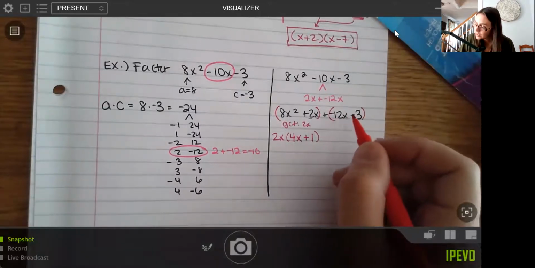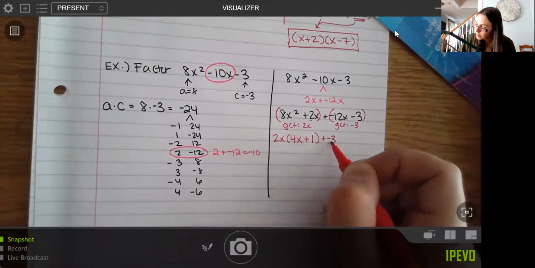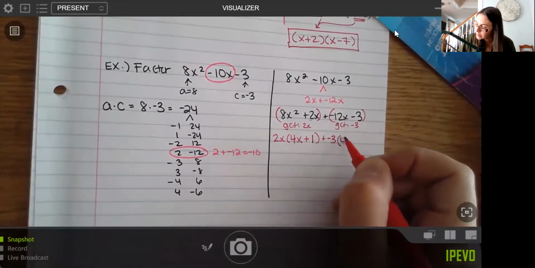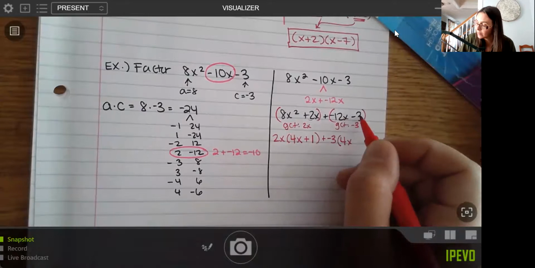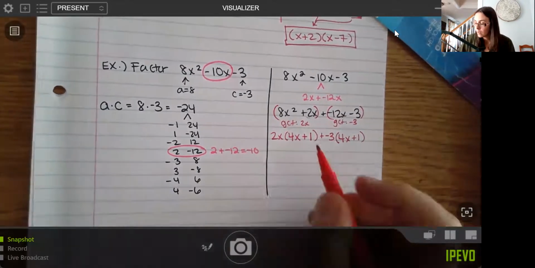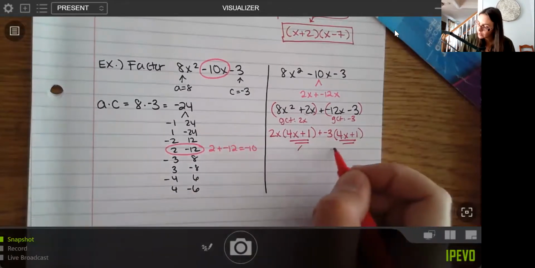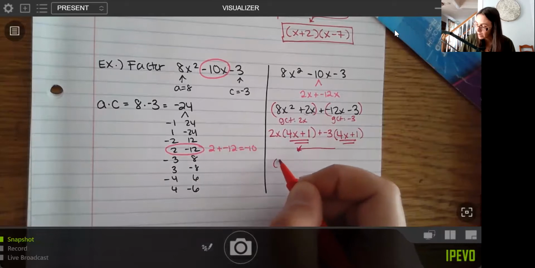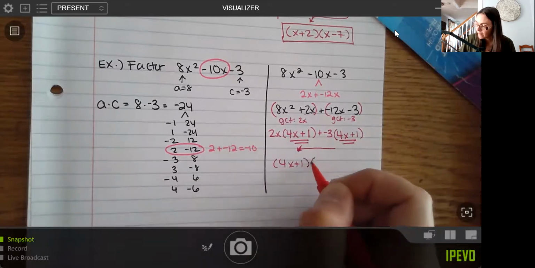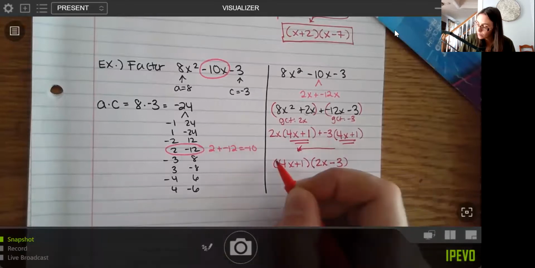Here I see a GCF of -3. So I'm going to take that out. And then I'm left with 4x. And again, I need something there. -3 divided by -3 is +1. I have that repeat value. So that's going to get moved out here. So 4x plus 1. And then left over is 2x plus -3 or -3.